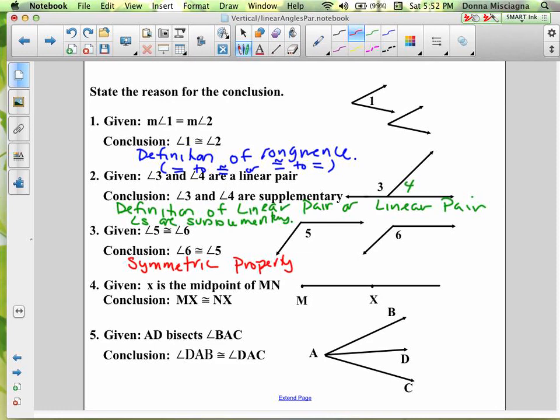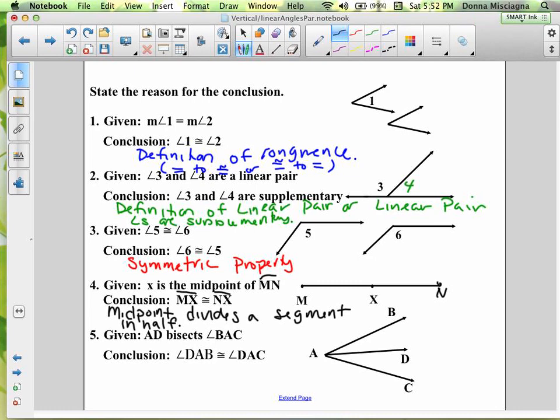Given X is the midpoint of MN, conclusion, segment MX is congruent to segment NX. Why can we conclude that? Just because X is the midpoint of segment MN. Well, we know a midpoint divides a segment in half. And each of those halves is going to be equal to one another.